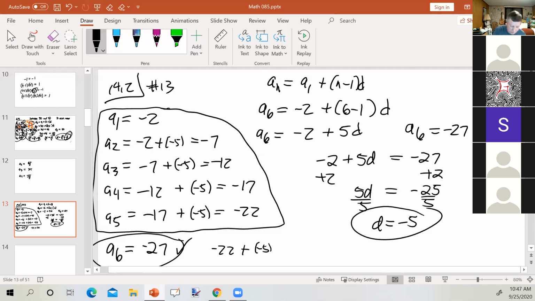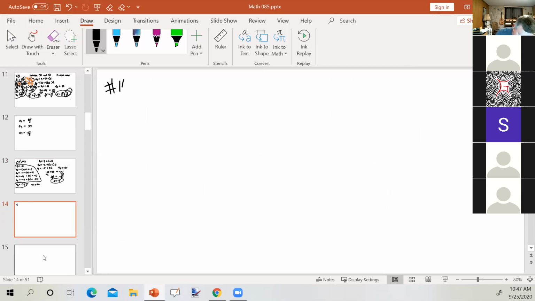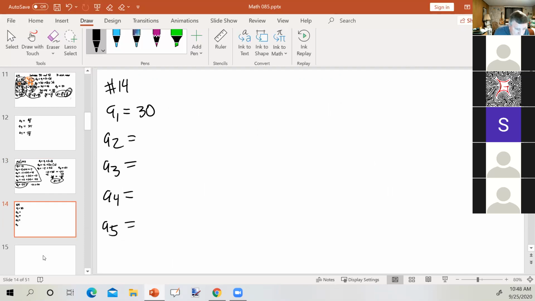All right, we're going to look at a version of number 14 now. It says insert 3 arithmetic means between 30 and 36. So that means that our first term is 30. We want 3 arithmetic means, so a sub 2, a sub 3, a sub 4, and our last term is 36. So they gave us the first and last terms, 30 and 36, and said to insert 3 arithmetic means between them. So that's going to be our a sub 2, a sub 3, and a sub 4.